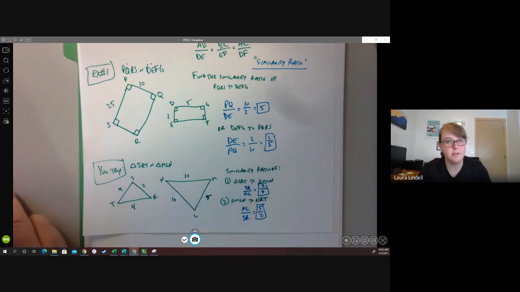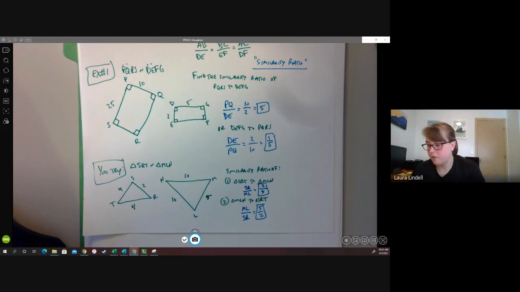Nope, you got to use the fraction. Yeah, so you're going to want to use the fraction and make sure you reduce your fraction and stuff like that. Good question. It will not accept decimals today.